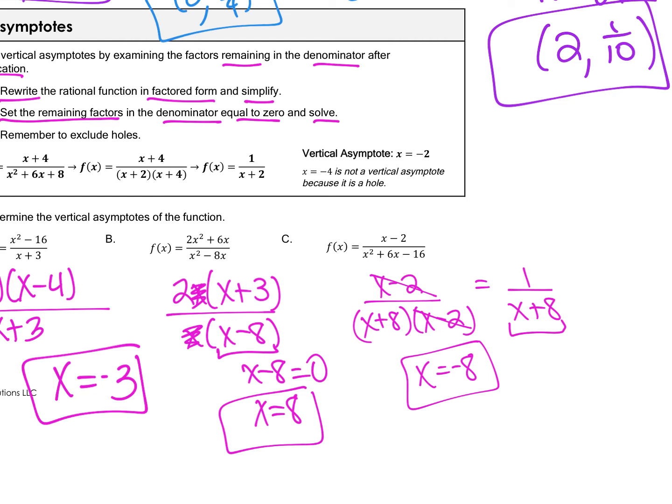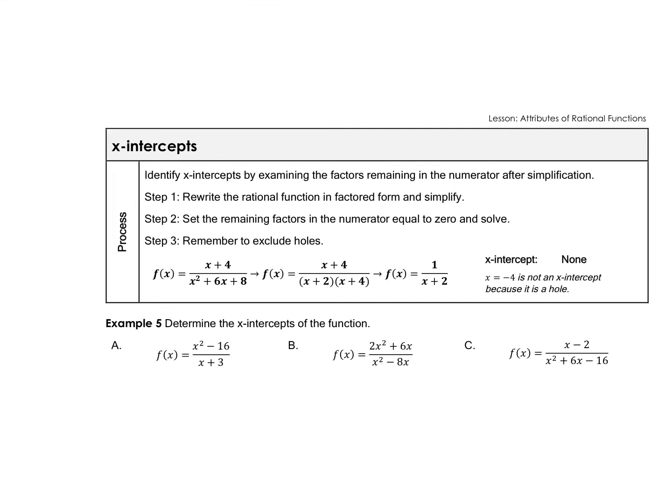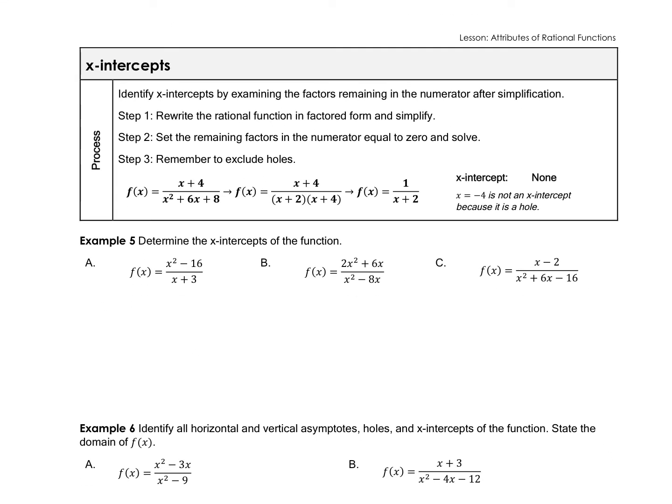Okay, so again, a lot of information on rational functions. So let's take a look at the back. Now we're going to identify x-intercepts by examining the factors remaining in the numerator after you simplify it. So first thing is to rewrite it in factored form and simplify. Then you're setting the remaining factors in the numerator equal to 0 to solve. And then anytime I have an x-intercept, remember your y value is going to be 0.